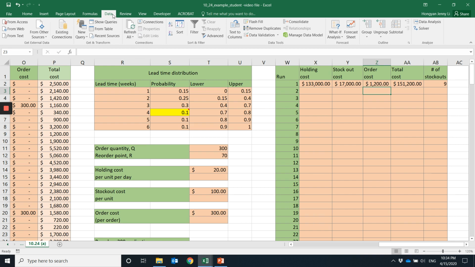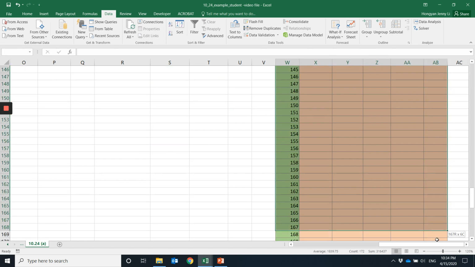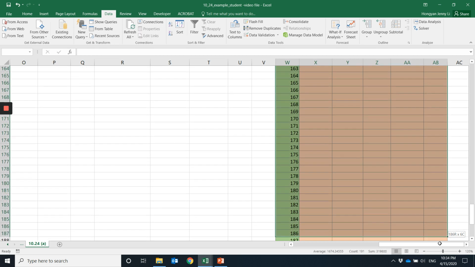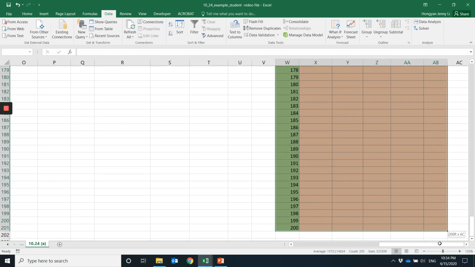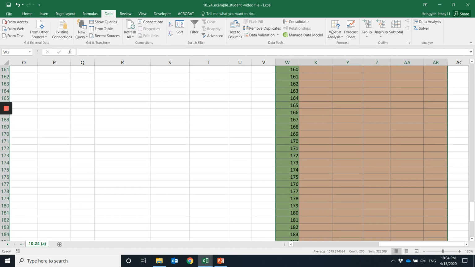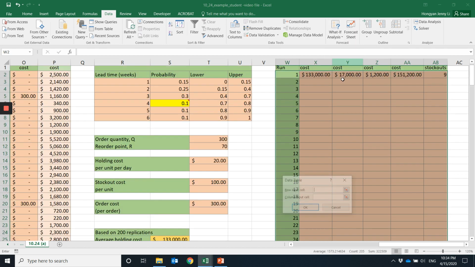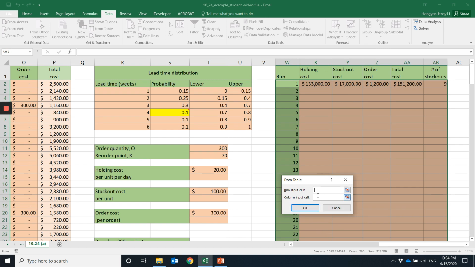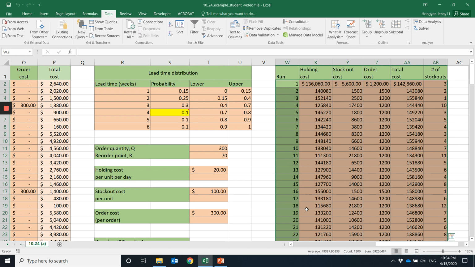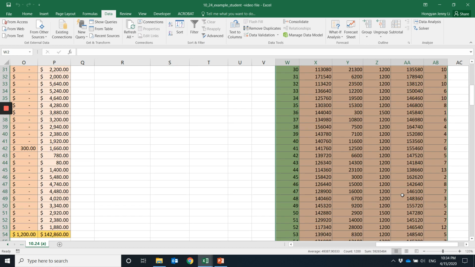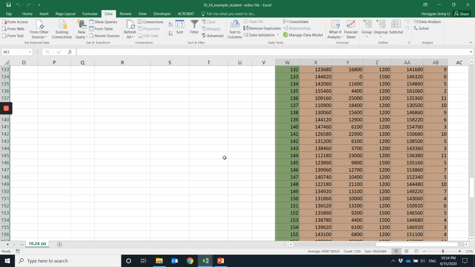And then we do the data table. It's not new for us, so I do it a little bit fast. We first select all the contents in your data table, so 200 replications. Select all these cells and click data table. And then we do column-wise calculations, so we choose a column input cell. Again, we need a dummy cell, and then you just click. So that's how we do the 200 replications.